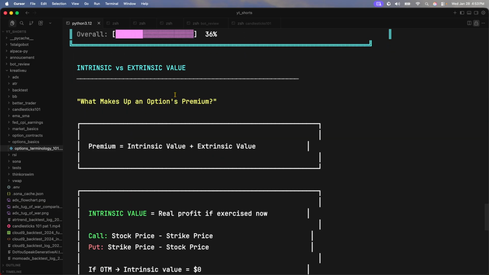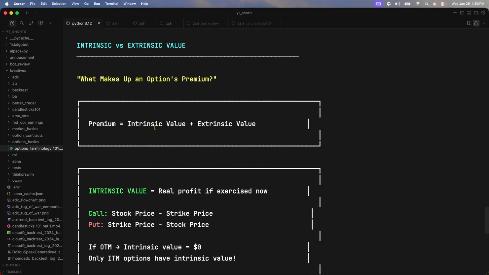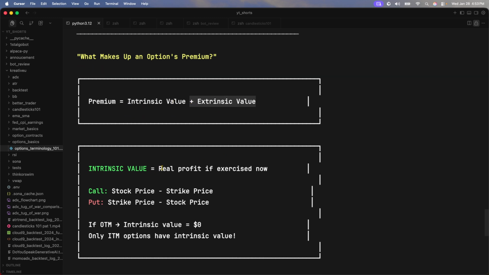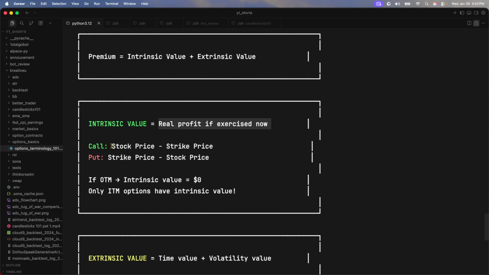So now let's talk about the intrinsic and extrinsic value, right? What makes an option premium? The premium equals the intrinsic plus the extrinsic value. The intrinsic value is the real profit if we exercise it right now. So for a call, it's going to be the stock price minus the strike price. And then for a put, you just flip it: the strike price minus the stock price. If OTM, intrinsic is always going to be 0, right? Only ITM options have intrinsic value.